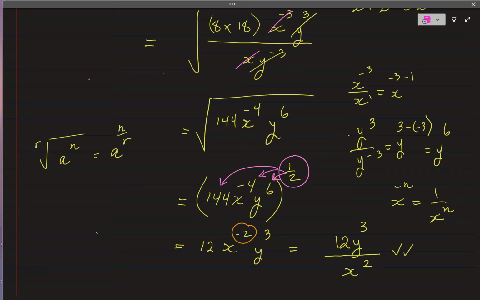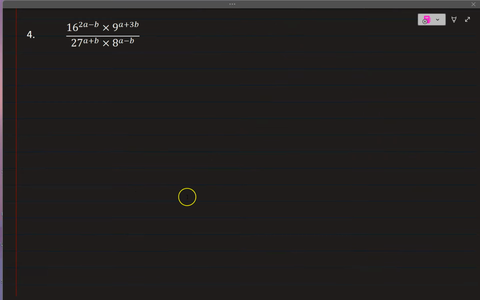All right, let's look at the next question. So here it is. Notice again, number 4. This is an ugly question. It's a challenging question. I love ugly questions. So here it is. So what are we going to do? We're going to change all the bases to the same base as much as we can.